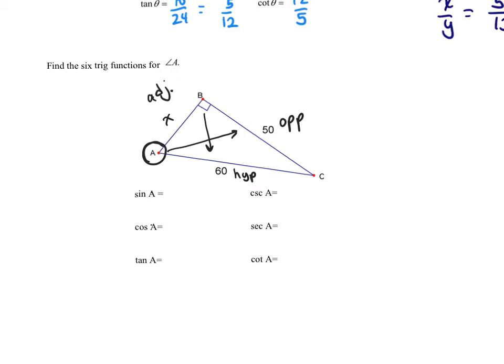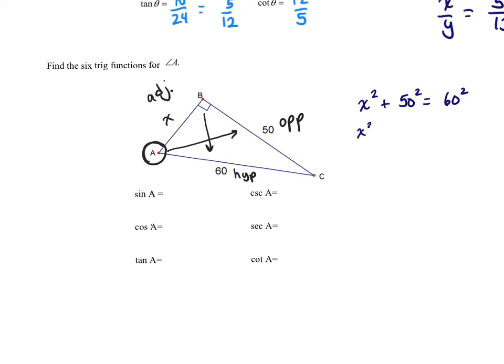So first let's go ahead. We don't want to leave it just x. We actually want to find this side, so we can use the Pythagorean theorem. x squared plus 50 squared equals 60 squared. Because remember, in the Pythagorean theorem, it's always the squares of the two legs added together equals the square of the hypotenuse. So that hypotenuse always has to be by itself. If you think a squared plus b squared equals c squared, c is the hypotenuse.